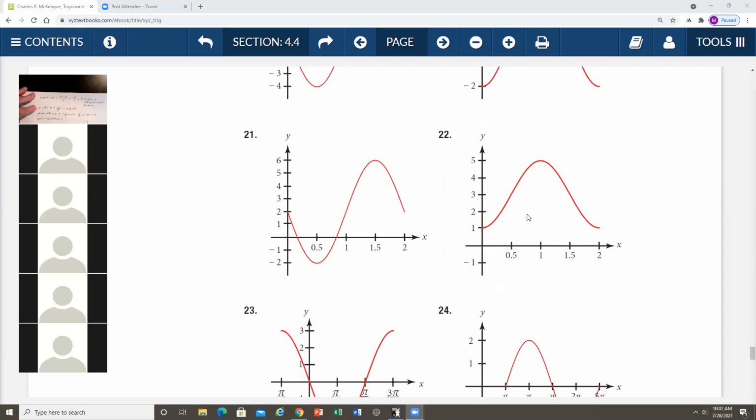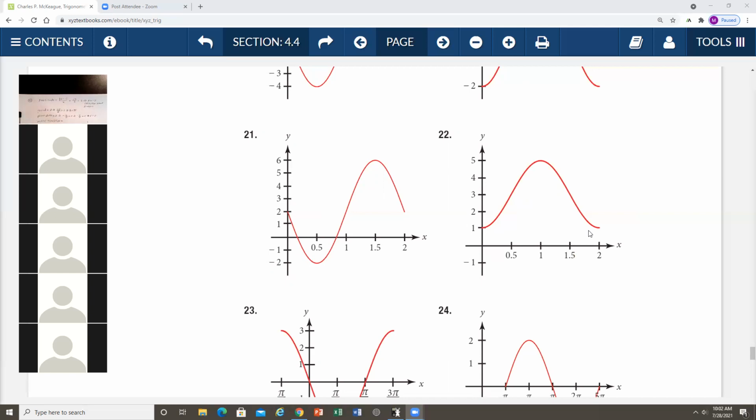The period would be what? What's the period? Looks like 2, correct? The period would be 2, which would imply that our number B would be what? What would B have to be if the period is 2? Pi. It would have to be pi. There is no horizontal phase shift, so C would be 0. And now, ladies and gentlemen, the vertical translation is the toughest part.